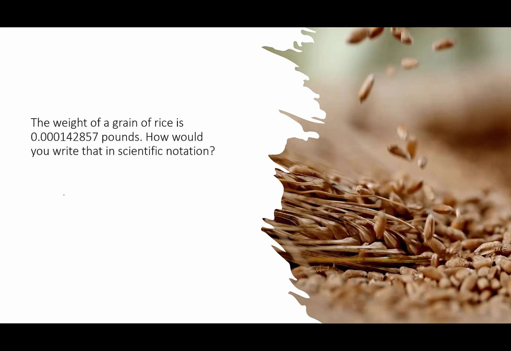How would we write this in scientific notation? Well, we would draw a line after the 1. We would write 1.42857 times 10, and I'm going to count up to this line. So I went 1, 2, 3, 4. This is to the negative 4, and it is pounds.